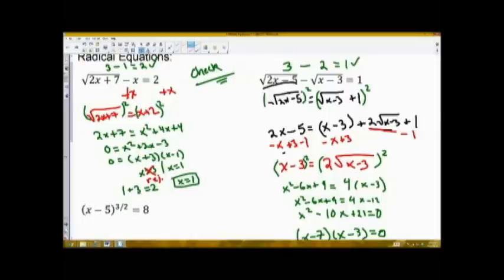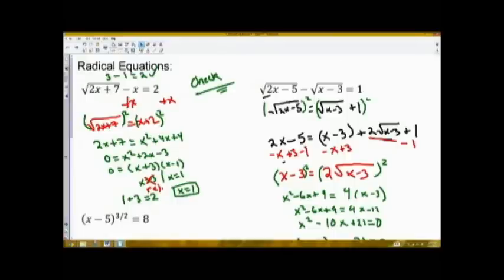The other one I need to check is 3. So I'm going to plug in 3 now. Taking my pen. Here we go. So I'm going to go over here, plug in 3. 2 times 3 is 6. Minus 5 is 1. Square root of 1 is 1. Minus 3 minus 3 is 0. Square root of 0 is 0. And 1 minus 0 equals 1.